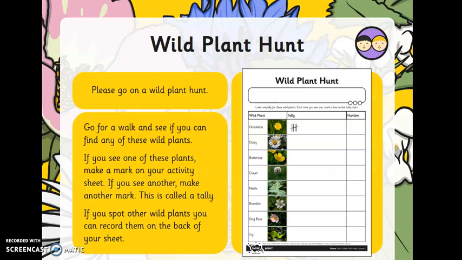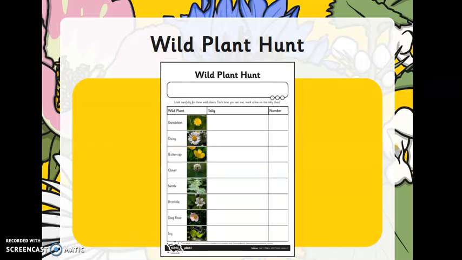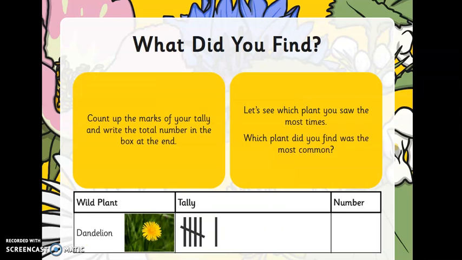Now the way the tally marks works is you do 4 dashes and then a line across. That means when you're counting it, it's easy to count in groups of 5. And we're good at counting in 5s, aren't we, year 1? And there's the sheet again with all the plants that we've looked at down the side. So count up the marks of your tally and write the total in the number box at the end.